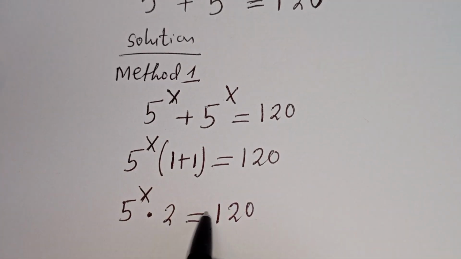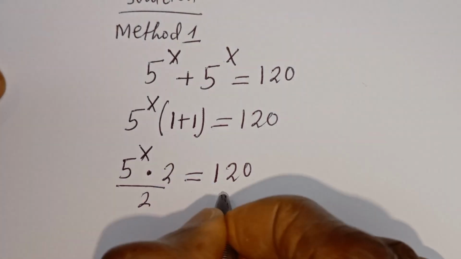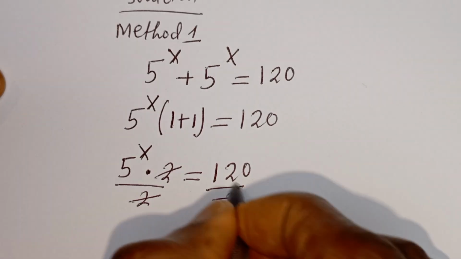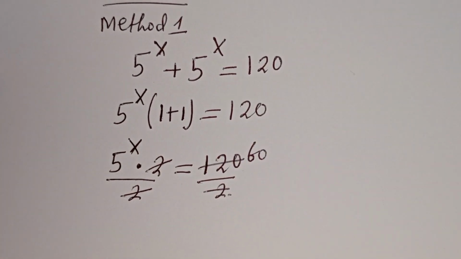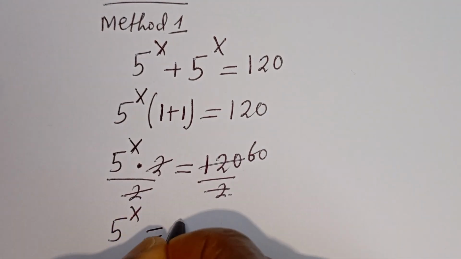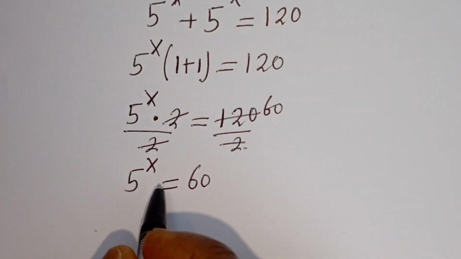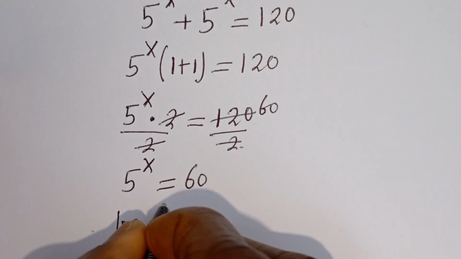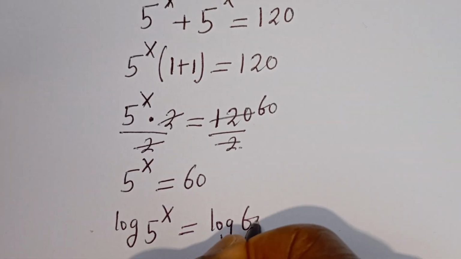Now let's divide both sides of this equation by 2. Here is divided by 2 and this is divided by 2. 2 will cancel 2, 2 here is 1. 2 in 120, that is 60. And we have 5 to the power of x is equal to 60. Let's take the log of both sides. Log 5 to the power of x is equal to log 60.